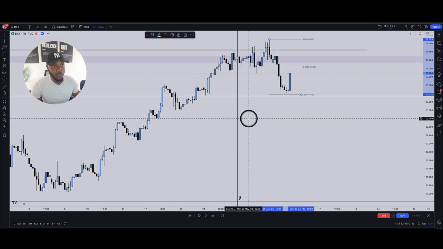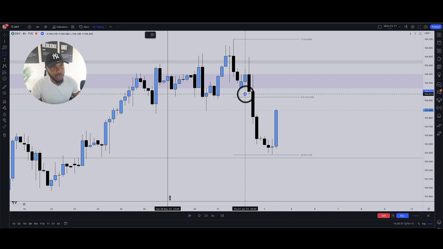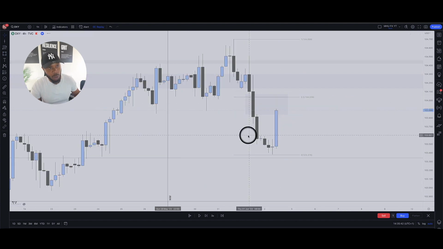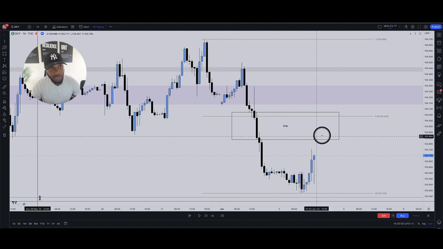If I just go to the 4-hour time frame, you see this kind of imbalance here. So you can see the imbalance nice and clear. Right here, this is my 4-hour imbalance. Go back to the 1-hour time frame now. You can see where that 4-hour imbalance is down here. Here's my 4-hour imbalance right here.